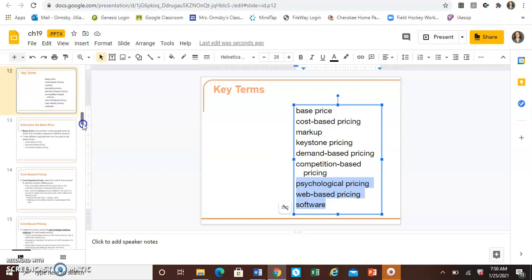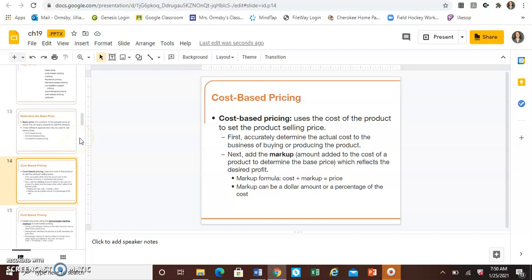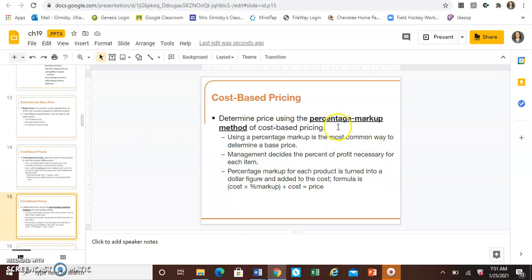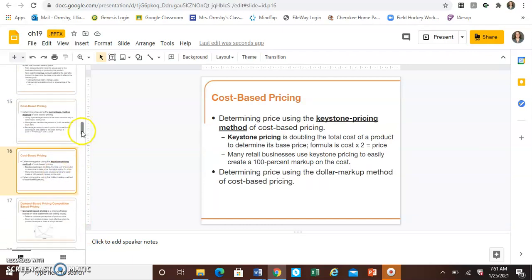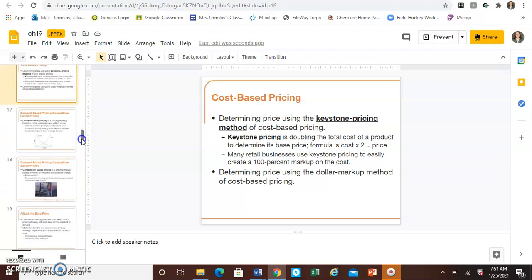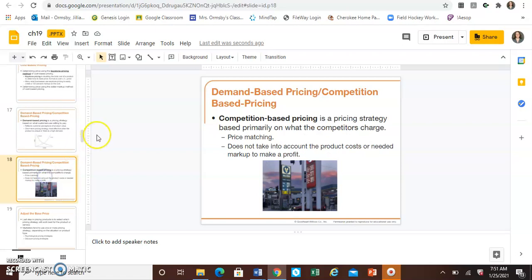We talked in the last lesson about the base price and the three different approaches to the base price. Cost-based pricing is taking the cost and then adding a markup. You can do the percentage markup method, just multiplying it by a percentage. Then you can do the keystone pricing method, which is marking it up by 100%, or multiplying it by 2. You can use the demand-based pricing strategy based off of what the current demand is. Competition-based pricing is based on what your current competition is charging, okay?